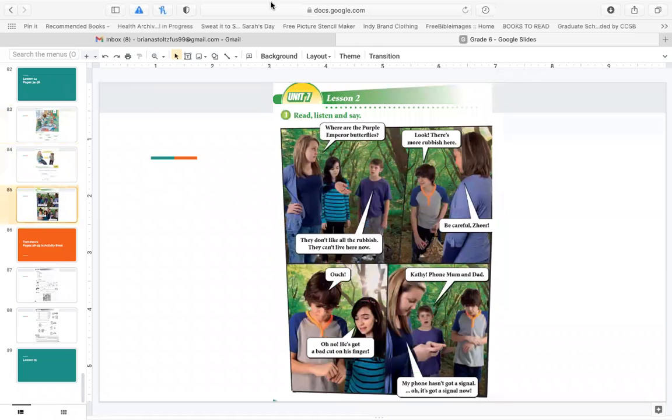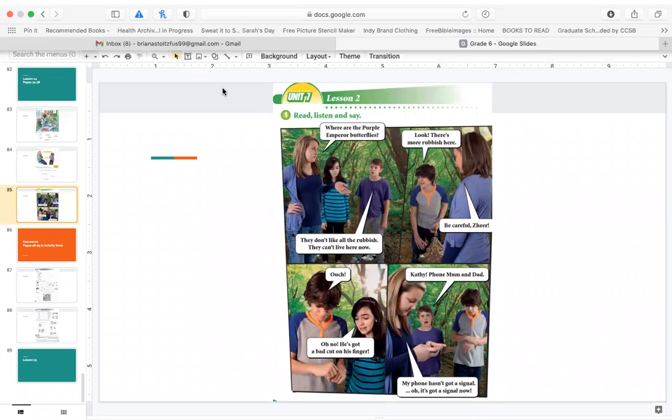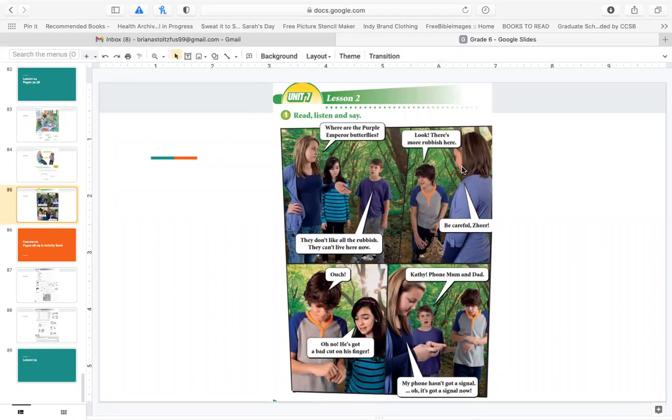Let's take a look at page 36. Remember, the kids came to Burton Wood and they came to see the butterflies. Kathy says, "Where are the purple emperor butterflies?" He says, "They don't like all the rubbish. They can't live here now." He says, "Look, there's more rubbish here." She says, "Be careful, Zir." Zir says, "Ouch." She says, "Oh no, he's got a bad cut on his finger."